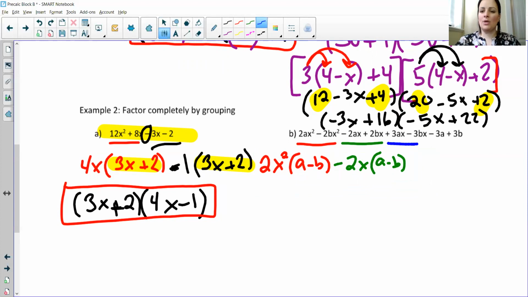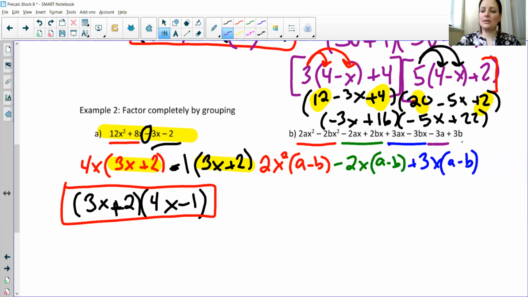We're going to do blue. All right, so the common thing with this, the first term is a positive, so I'm going to do a positive 3. And you'll see that there's an x in both of those as well. And if you divide 3x out of both terms, you're left with an a minus b.